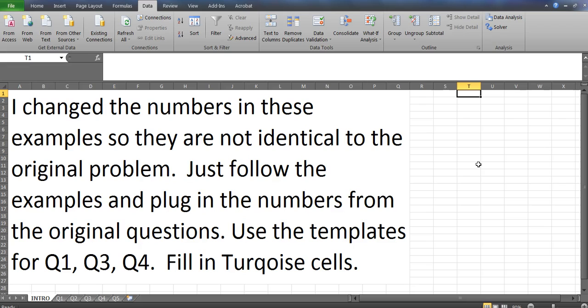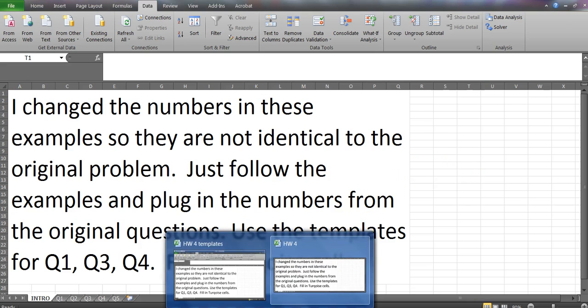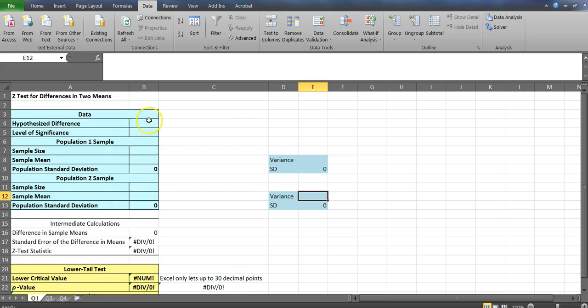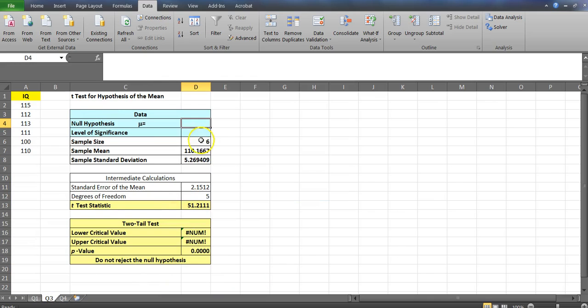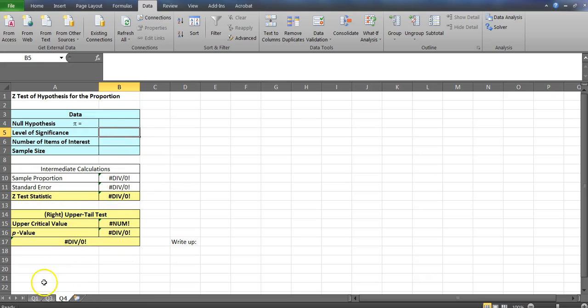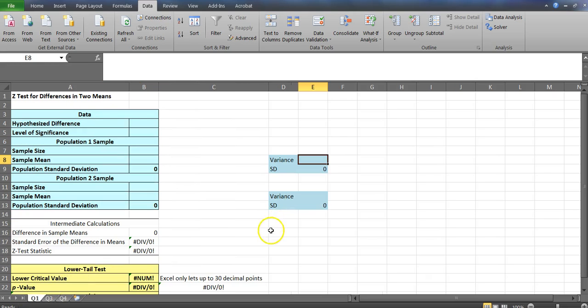I did a couple of things differently. I used some examples here where I changed the numbers in the original problem, and you just need to follow along with the examples. I also made some templates for you so you don't have to get caught up in formulas on 3 of the problems. The templates have these turquoise colored cells, in which you just need to plug in your numbers for questions 1, 3, and 4. You just plug in your numbers here, and it will do the rest and give you the information needed to answer the questions about our hypotheses being tested.